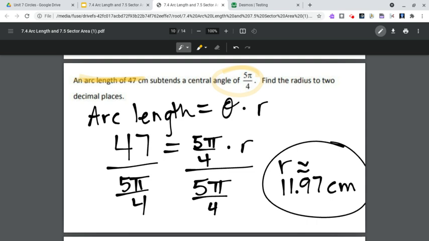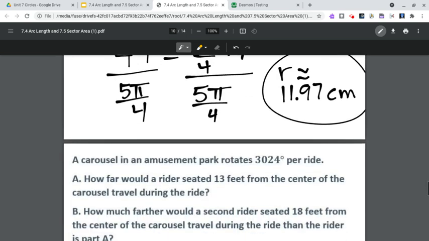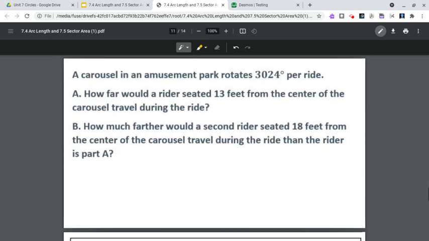That's our R value. Okay. Next one, a carousel in an amusement park rotates 3,024 degrees per ride. How far would a rider seated 13 feet from the center travel during the ride? Okay, so very similar to the merry-go-round question. A merry-go-round is a carousel. So the rider is 13 feet from the center.